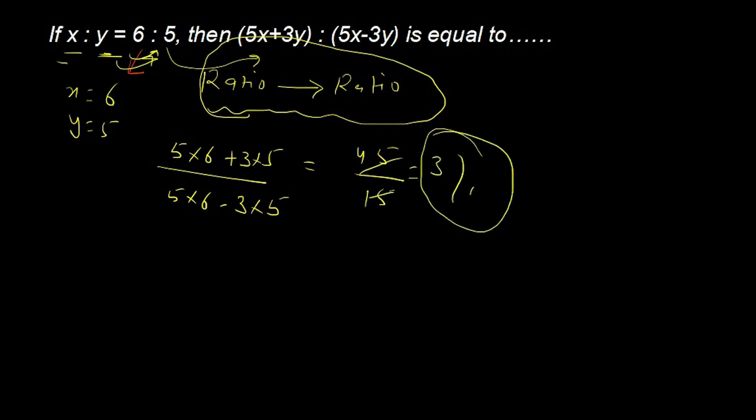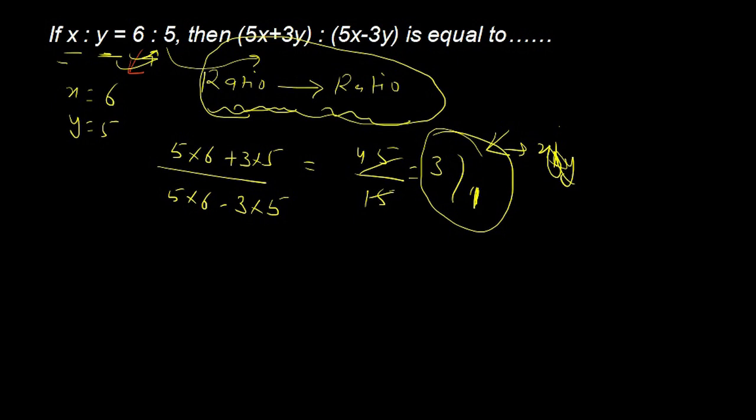So 5x plus 3y divided by 5x minus 3y is going to be 3 is to 1. Make sure that whenever the ratio is given and the ratio is asked, you can apply this concept and find the answer.